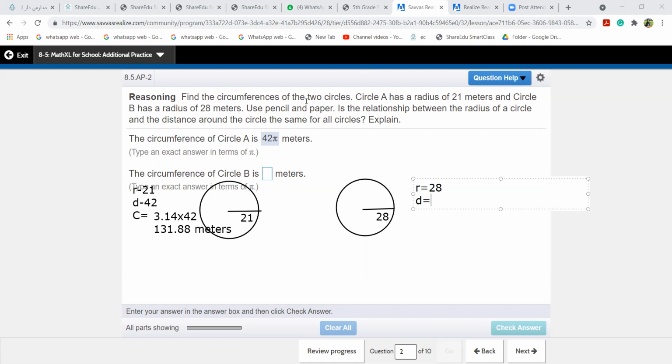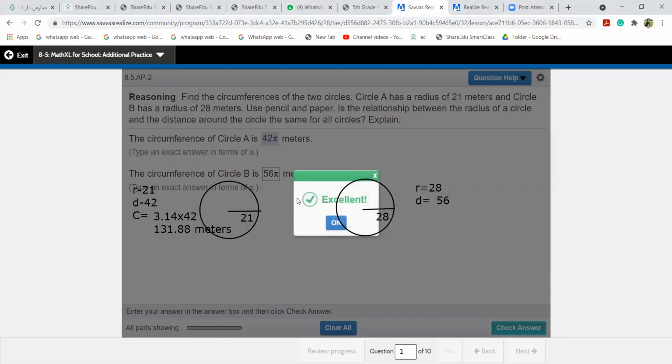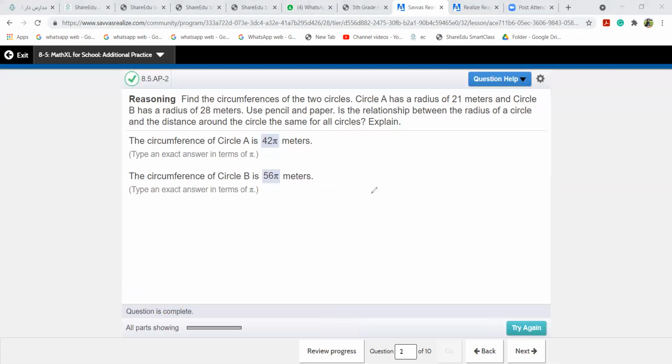I ask you, if this radius is 28, 56. Yes, excellent. It is double of that. Diameter means double of that, 56. So your answer has to be 56 pi. With that, let us come here. 56 pi. Excellent. So did you understand the concept of this lesson, everyone? How to do it?